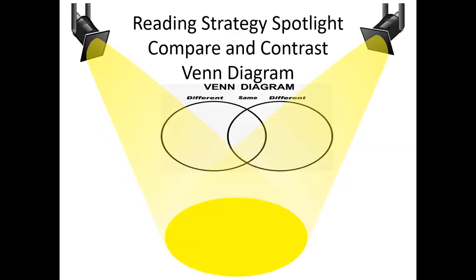The reading strategy spotlight that you're going to use for your readings this week is a Venn diagram. You're going to use a Venn diagram to compare and contrast the two stories. So your stories this week relate to historical fiction. So you can use a Venn diagram to help you organize your information. You could title one story, and then title the other story. You can put things that are different on the outside, and whatever is the same can go in the middle.